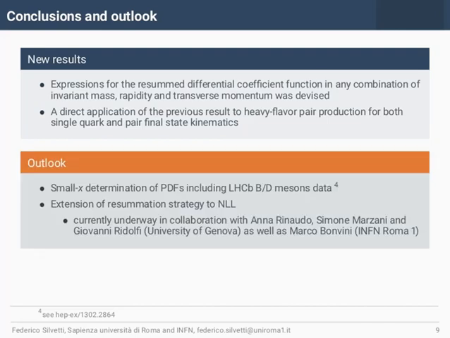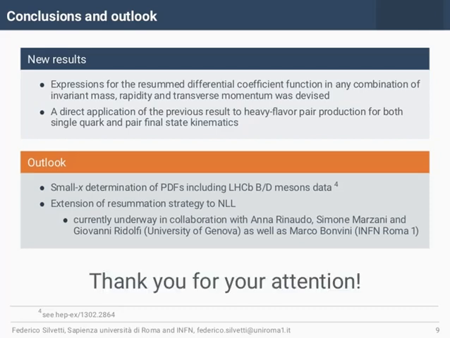As mentioned before, the natural prosecution of this work is a new resummed determination of PDFs, leveraging LHCb high-energy heavy meson production data. Another parallel avenue is to extend the resummation procedure for the coefficient function to next-to-leading logarithmic precision, thus matching what has already been done for DGLAP splitting functions. This second endeavor is currently under study in collaboration with Anna Rinaudo, Simone Marzani and Giovanni Ridolfi from University of Genova, as well as Marco Bonvini from INFN Rome section.